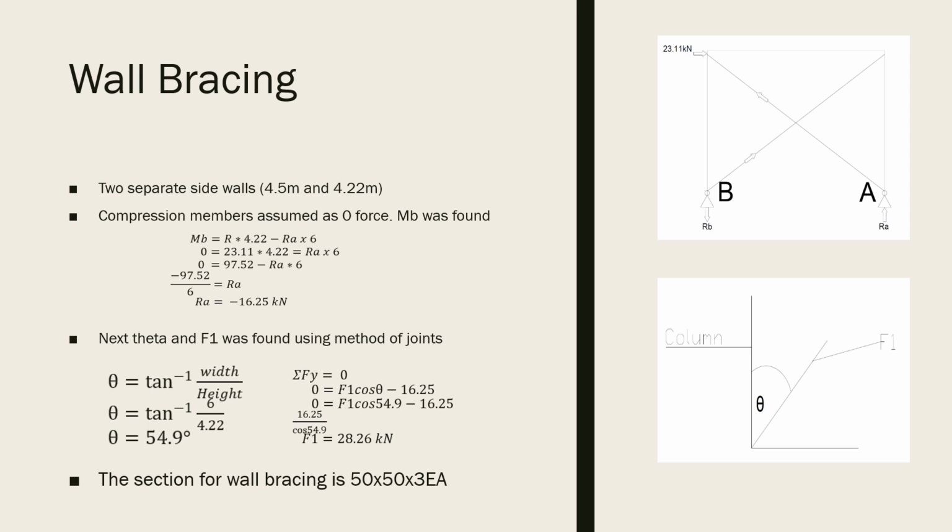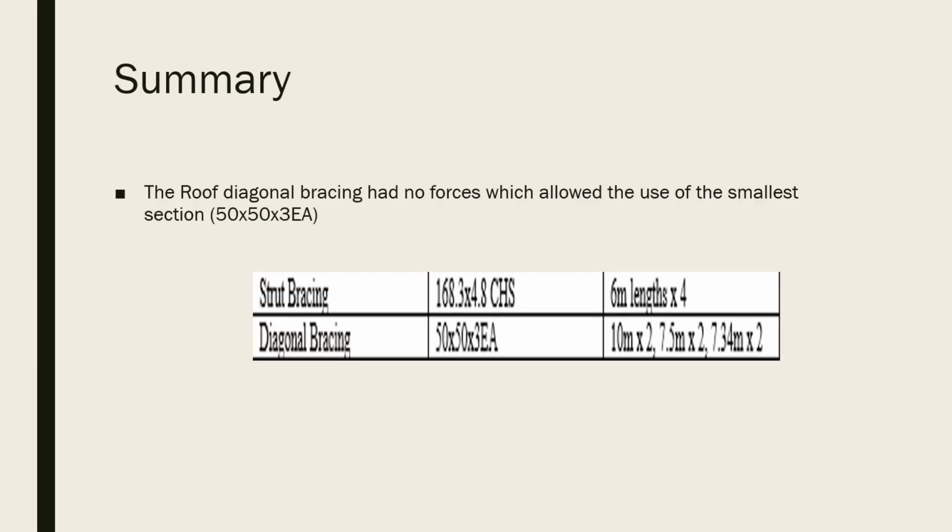Doing this, we can determine the forces going through the diagonal members is 28.26 kilonewtons, which allows a 50 by 50 by 3 equal angle to be used. In conclusion, the roof diagonal bracing had no forces in them, which allowed the smallest use of section, which is a 50 by 50 by 3 equal angle. Subsequently, the forces in the wall bracing were small enough to allow the same section, and the strutting is a 168.3 by 4.8 circular hollow section.